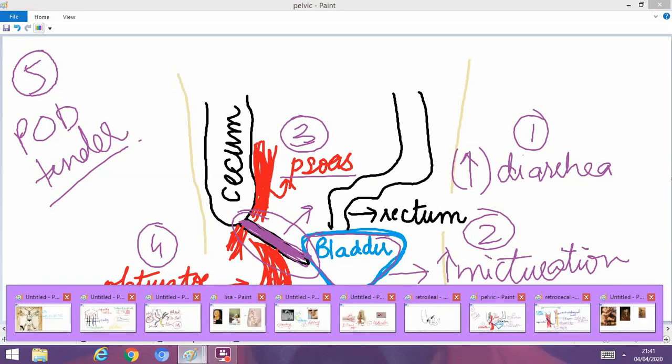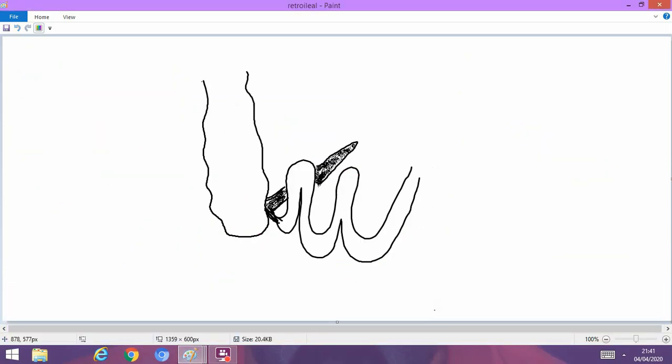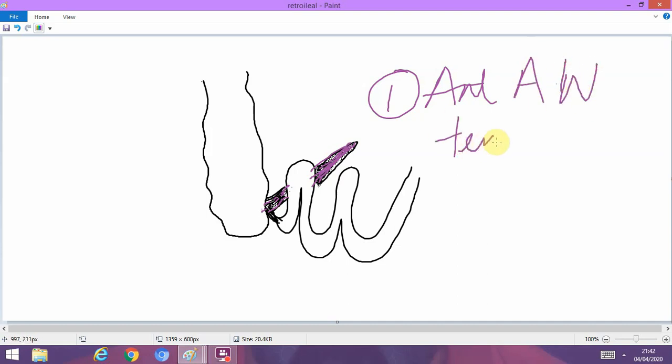The third position that also presents differently is the post-ileal. In this case, the appendix is lying behind the ileum, and similarly, it will not have any anterior abdominal wall tenderness, for the same reason: if the ileum is filled with air, it will prevent the attachment of the infected part to the peritoneum, and that is going to prevent the tenderness.